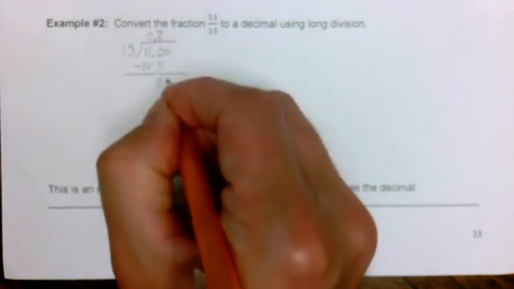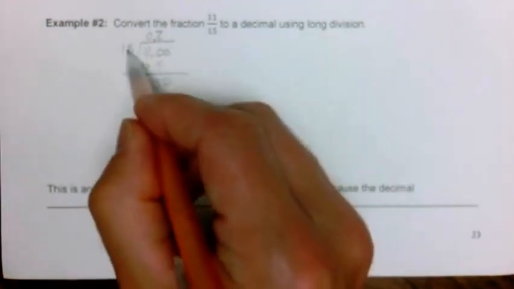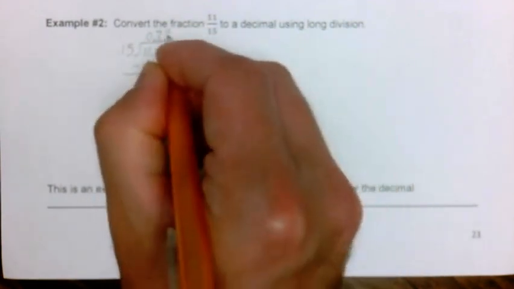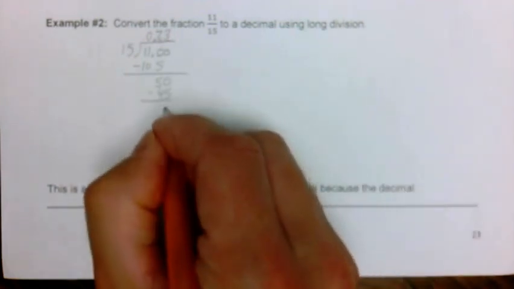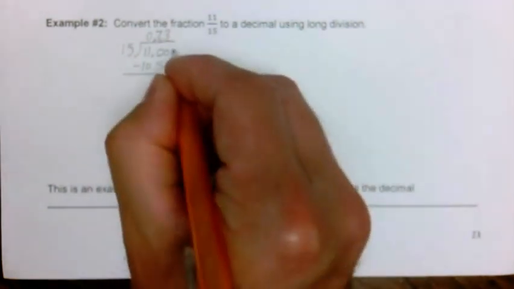Let's add a 0 and bring it down. 15 goes into 50 3 times. 3 times 15 is 45. And when I subtract, I'm left with 5. We'll add a 0 and we'll bring it down.